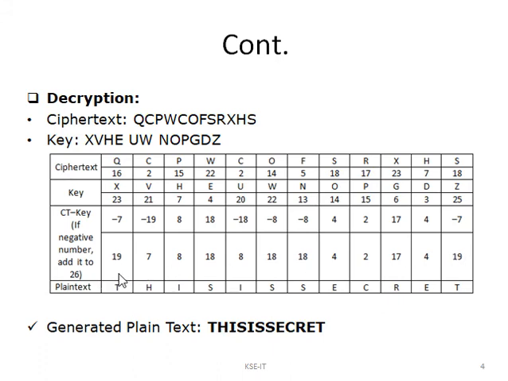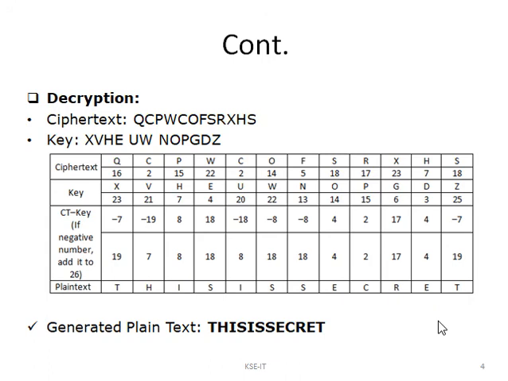For 19, the equivalent character is T. For 7, the equivalent character is H. For 8 it is I. For 18 it is S. For 8 it is I. 18, S. 18 again S. For 4 it is E. For 2, the equivalent character is C. For 17 it is R. For 4 it is E. And for 19 it is T.